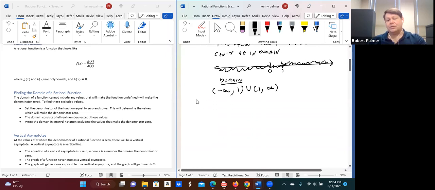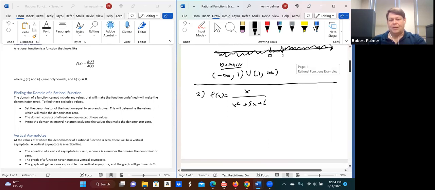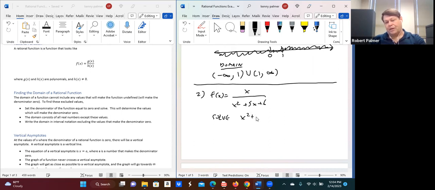Okay, let's take a look at another example. And this time, let's say our function, let's call it f of x again. You can call it whatever you want. Let's say it's going to be just x over x squared plus 5x plus 6. Now, once again, the only problem we have with our domain here is if we end up dividing by 0. Actually, the x in the numerator plays no part in that, just the denominator. So once again, we set our denominator equal to 0 and solve. So we want to solve x squared plus 5x plus 6 equals 0.